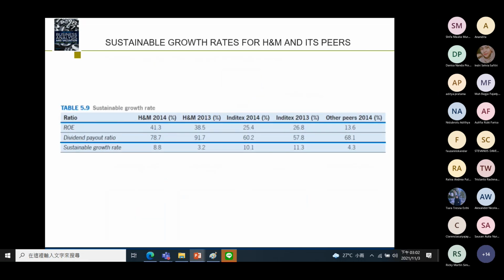Okay, so the table shows the sustainable growth rate and its components for HMN and its peers. In 2013 and 2014, HMN had a lower ROE but also a higher dividend payout ratio than the index, leading to a lower sustainable growth rate. HMN's sustainable growth rate in 2013 was lower than the company's average growth rate during the period.